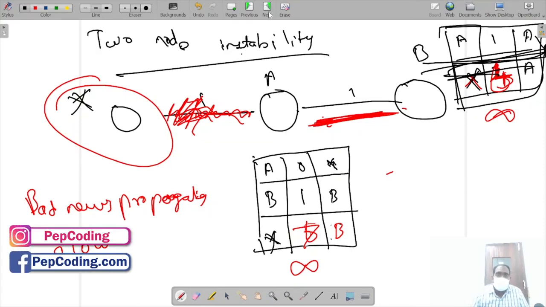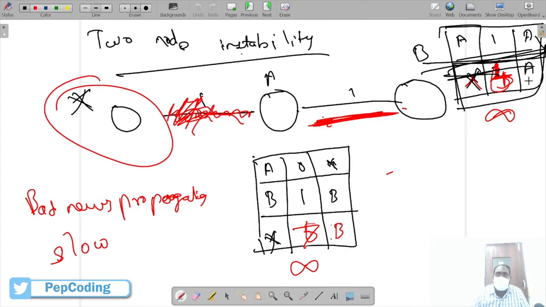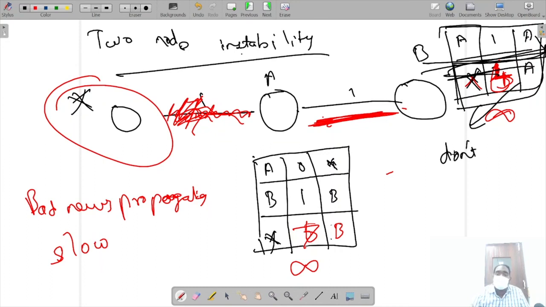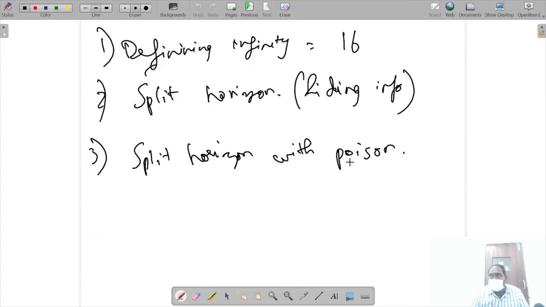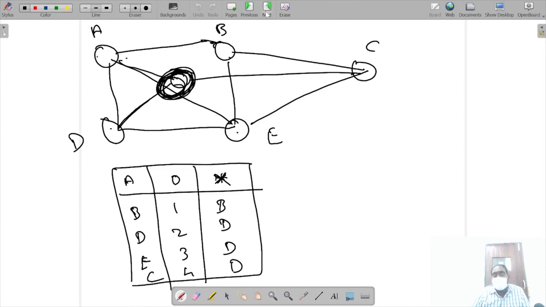So what we do is along with sending this information, we'll also say don't use this. We'll send it with a poison. Don't use this. We'll send it with a flag. Don't use this because this route came from you. So there is no point in using this. So this is called split horizon with poison. Yeah, that's it for solving the problems of distance vector routing.